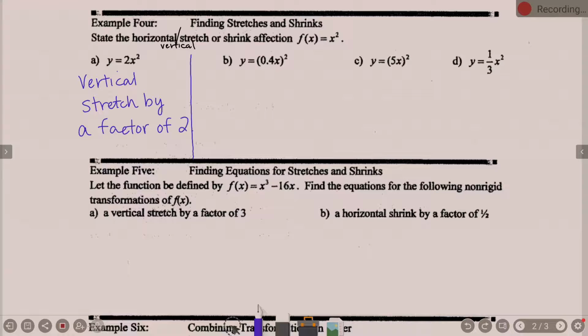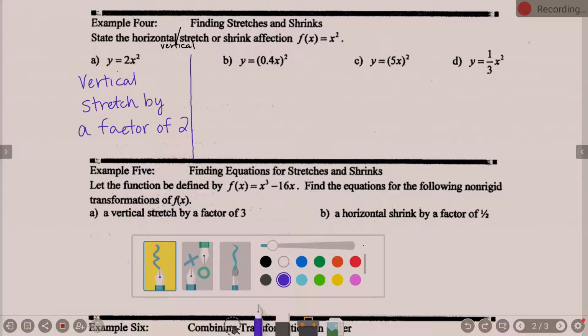B. y equals 4/10 x raised to the power of 2. Thoughts about this one? Horizontal stretch by, or horizontal shrink by 0.4. Partially right. Okay, his response was horizontal shrink by 0.4.